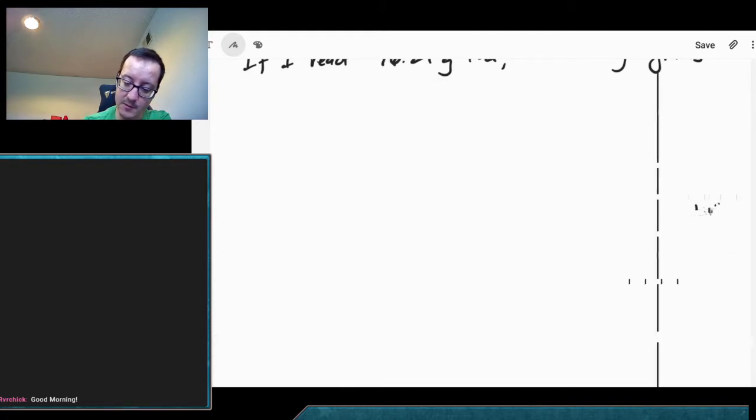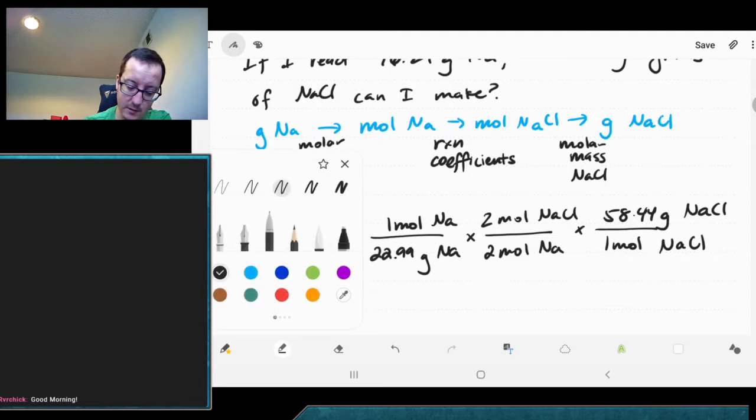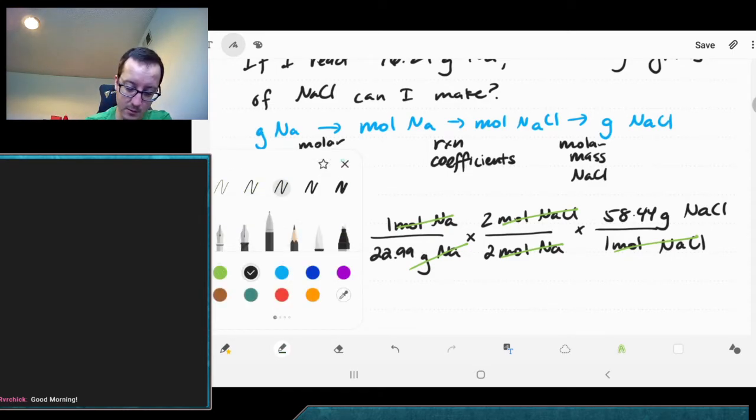And this is going to be grams of sodium chloride, moles of sodium chloride. Notice, whenever we're doing a unit conversion, we should always check to make sure our units are canceling out. We have grams of sodium cancels with grams of sodium. Moles of sodium cancels with moles of sodium. Moles sodium chloride cancels with moles sodium chloride. We're left with grams of sodium chloride, which is what we're looking for.